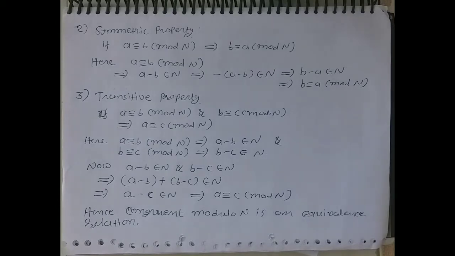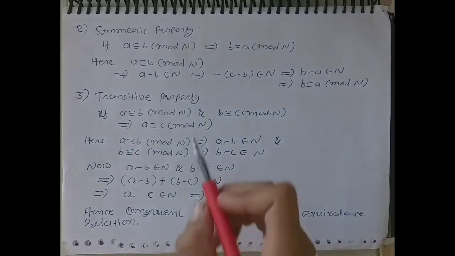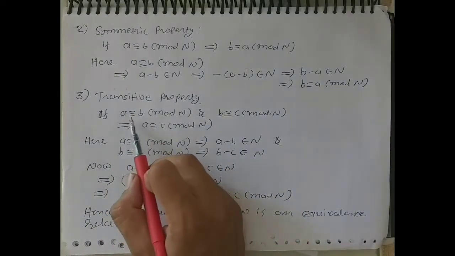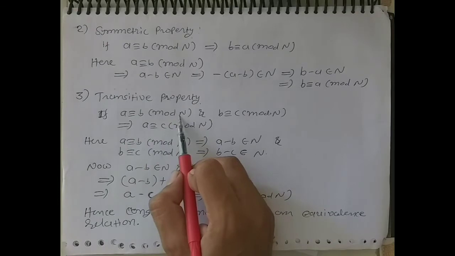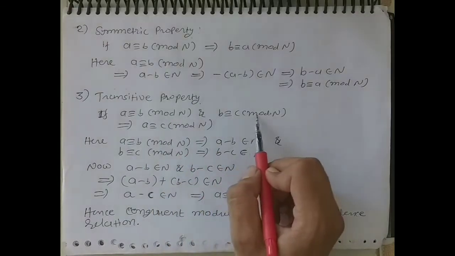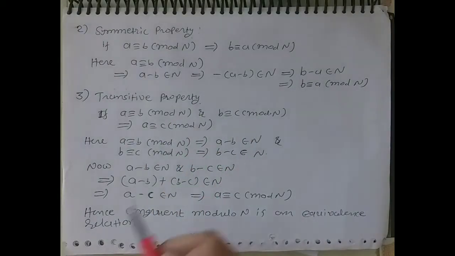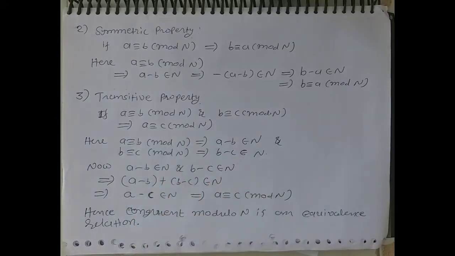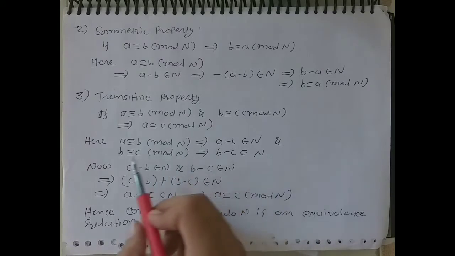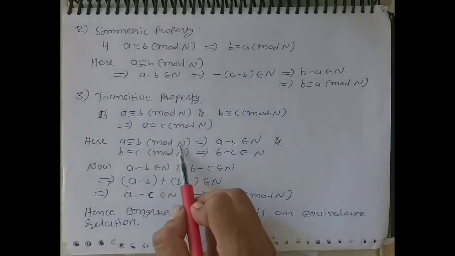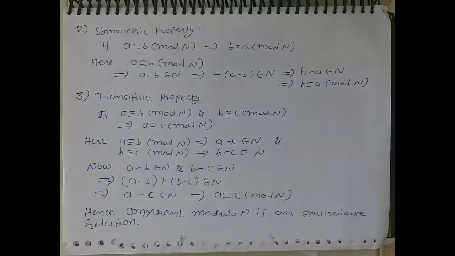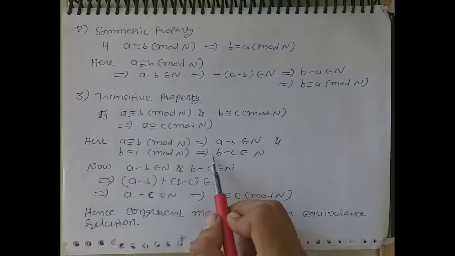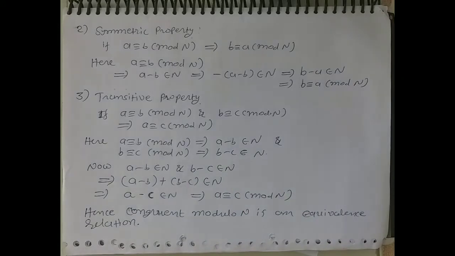Now the third one is the transitive property. Here we consider A is congruent to B modulo N and B is congruent to C modulo N. Now our aim is to show A is congruent to C modulo N. First of all, A is congruent to B modulo N, that means A minus B belongs to N. Similarly, B is congruent to C modulo N, that means B minus C also belongs to N.